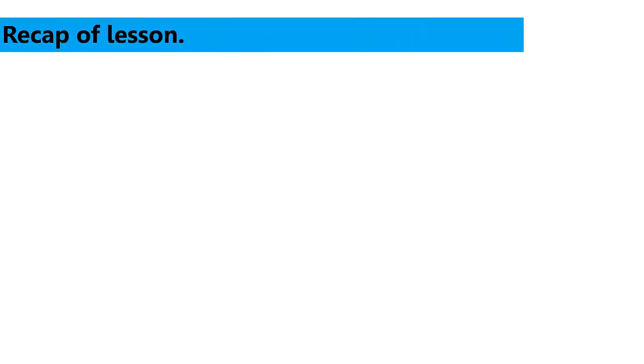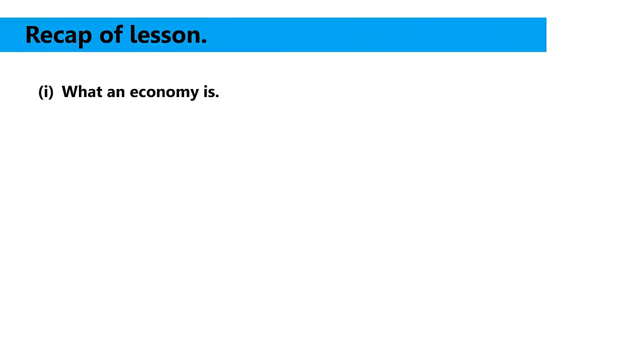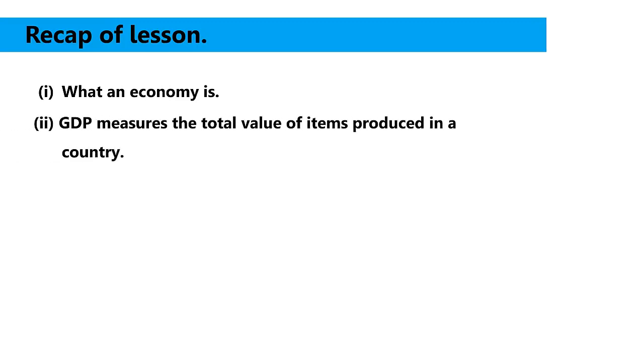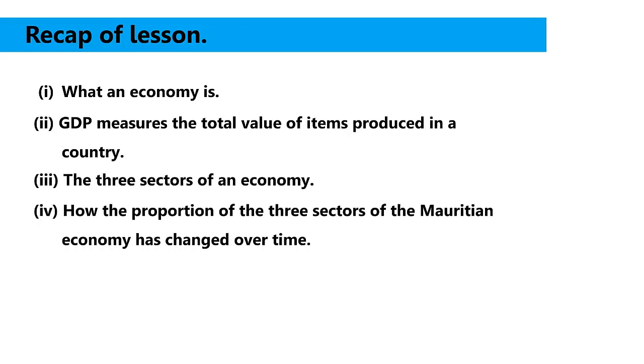In this lesson, you have learned about what is an economy, GDP, which measures the total value of items produced in a country, the three sectors of an economy, and lastly, how the proportion of the three sectors of the Mauritian economy have changed over time.